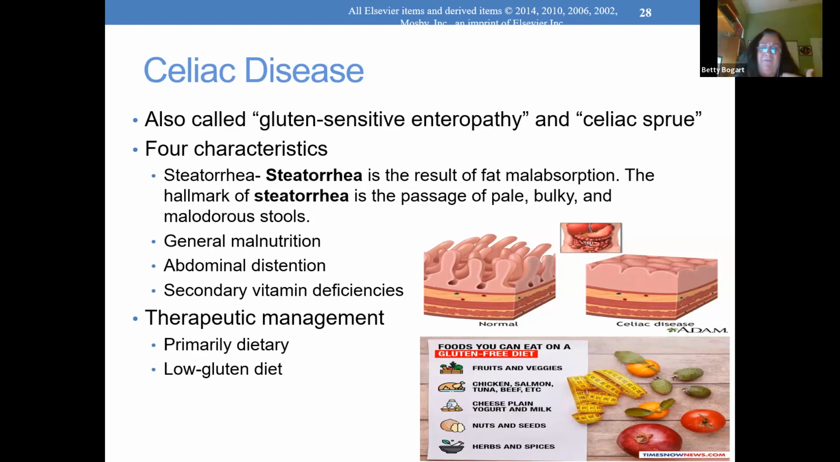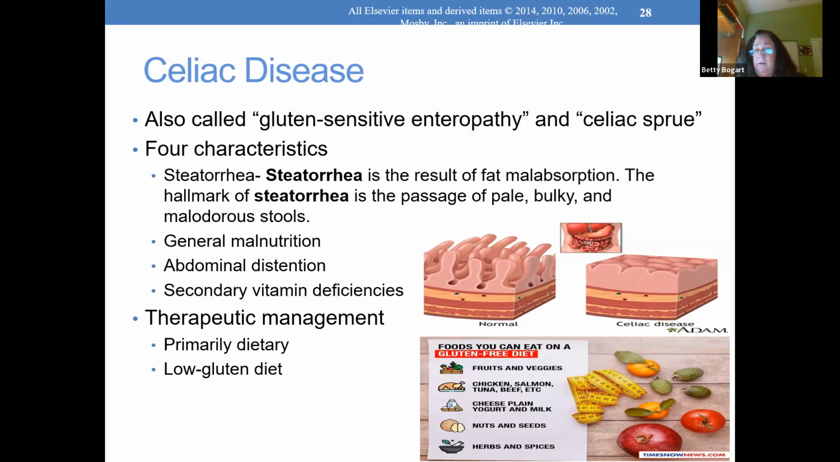So they're not getting fat. And if we know anything about nutrition, fat is 9 calories per gram, right? And we have carbohydrates and proteins at 4. So your biggest supplier of calories is gone. It's not absorbed. It can't be used. So how do we treat it? Well, we put them on a gluten-free diet.